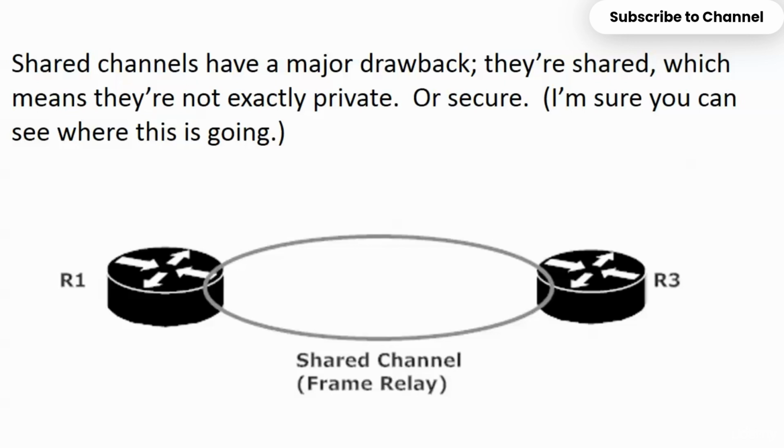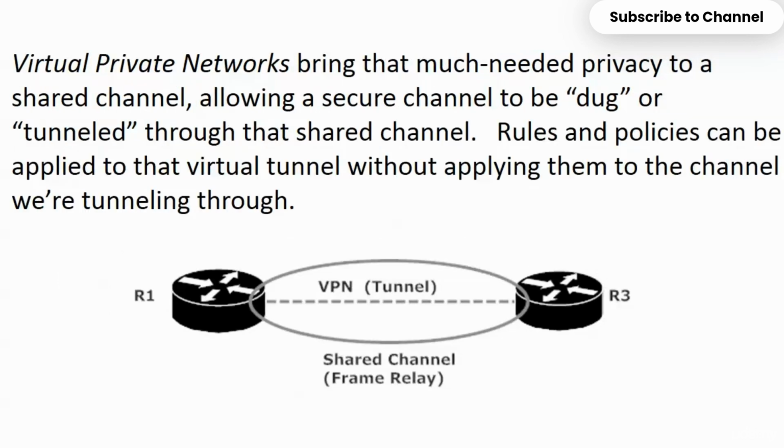Cost, because they're cheaper. And we can't have VPNs between every endpoint in the world, but sometimes we've got routers and communications that need to be a little more private than we've got a chance to have over a shared channel. And one of the great things about these virtual private networks is that we bring the privacy to a shared channel because we're actually tunneling through the shared channel. We are digging, if you will, a secure channel or a tunnel through the shared channel.